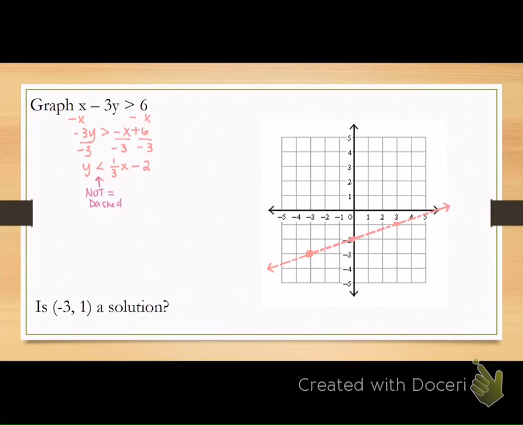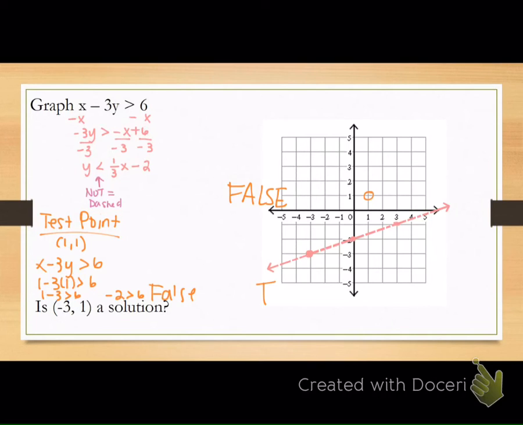Jordan, what test point do you want me to do? 1, 1. So I'm going to do a test point at 1, 1. And I always go back to my original. So my original is x minus 3y is greater than 6. So that's 1 minus 3 times 1 is greater than 6. 1 minus 3 is greater than 6. Is negative 2 greater than 6? No, so that's false, which means that this side is my false side. So this must be my true, and we always shade where it is true.